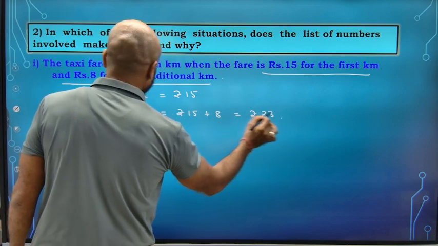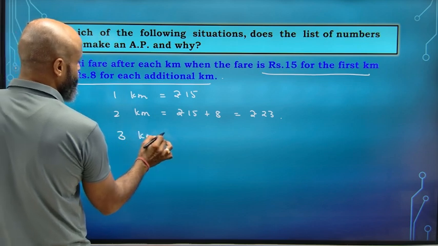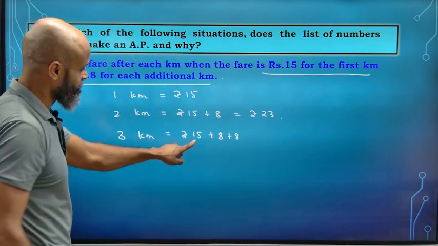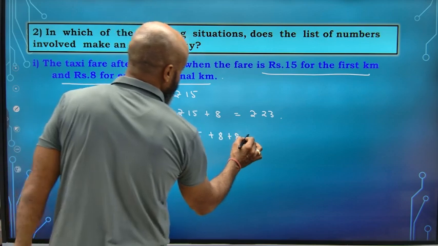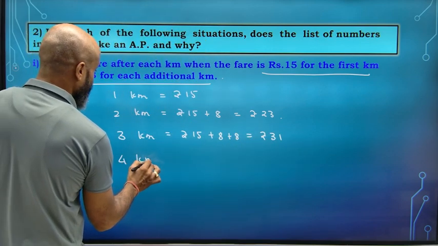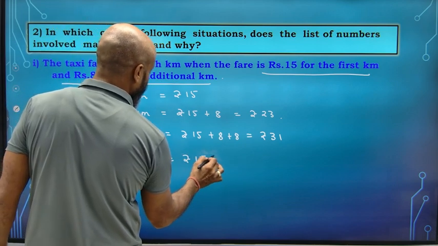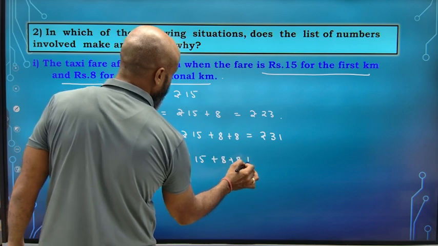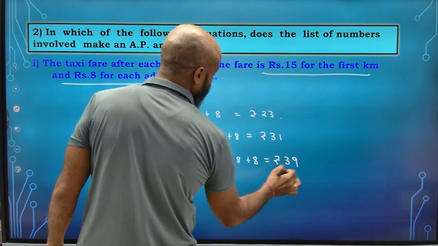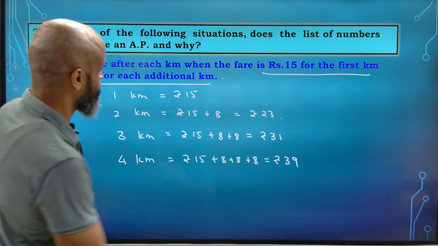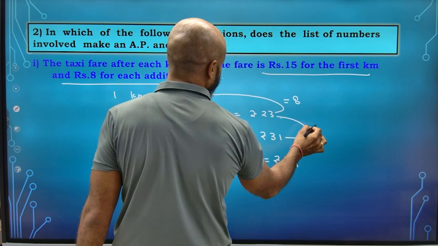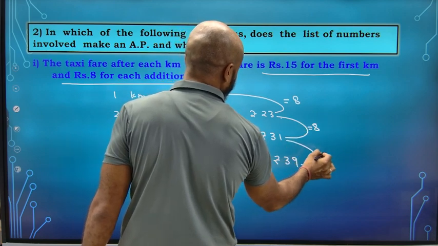Rupees 23. Okay, for 3 kilometers, what is the charge? Rupees 15 plus 8 plus 8, first kilometer, second kilometer, third kilometer, so that will be rupees 31. Okay, for 4 kilometers, what will be the charge? Rupees 15 plus 8 plus 8 plus 8, so that will be rupees 39. Okay, now look at this. 23 minus 15, 8. 31 minus 23, 8. 39 minus 31, 8.